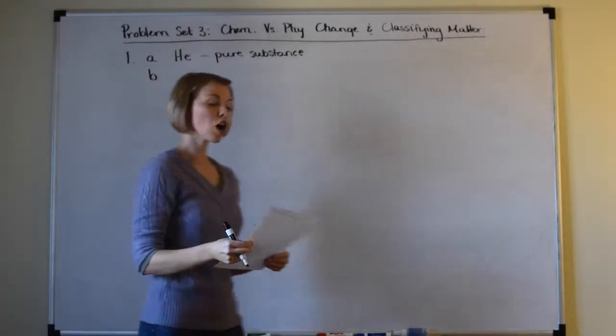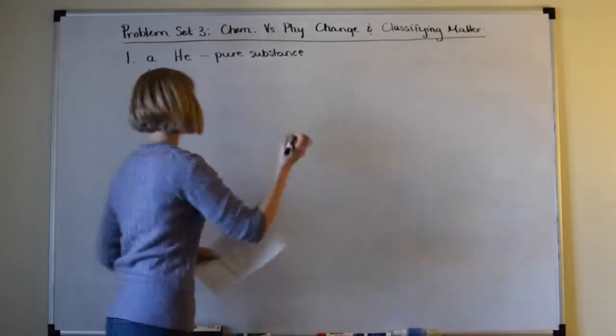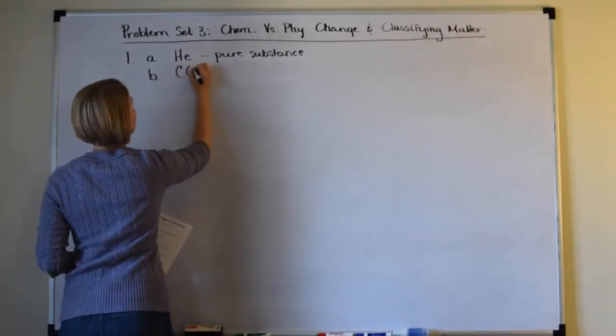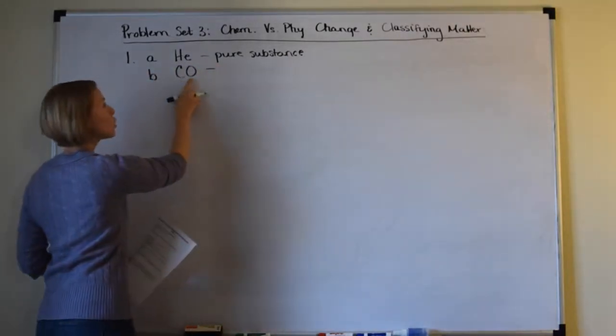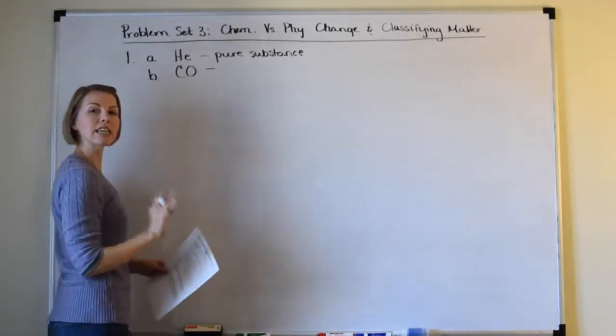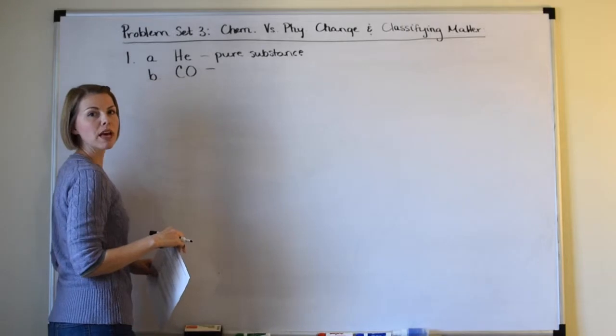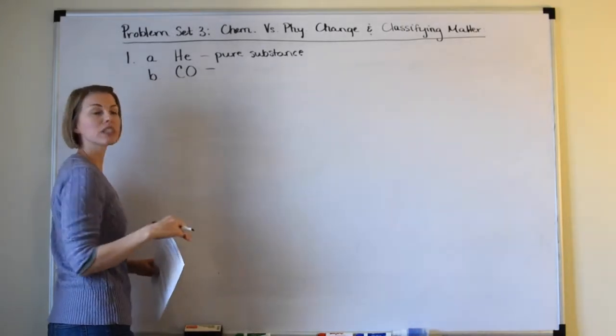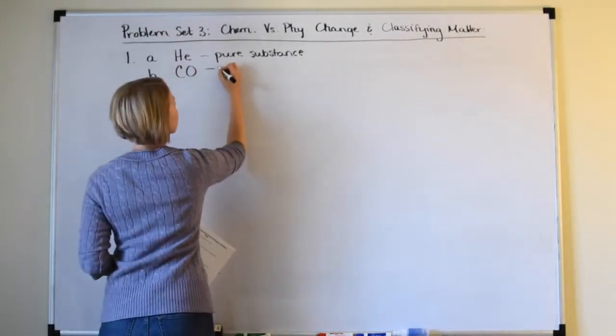Okay, B, carbon monoxide gas. Just going to again write the symbol. We see two elements, carbon and oxygen, combined in a fixed 1-to-1 ratio. That makes this a compound, which is a type of pure substance.